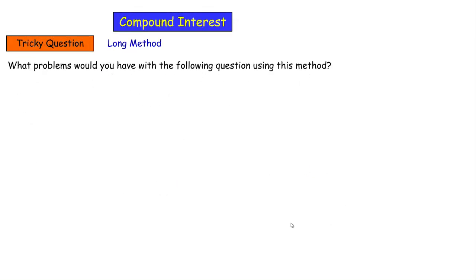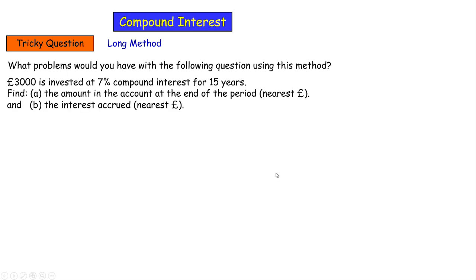Okay, so we move on. So what do you think? What problems would you have using that method with this question? £3,000 invested at 7% for 15 years. What do you think the problem would be with this question? You'd have to have 15 rows of calculations. Because it's 15 years, you have to repeat that calculation each time. It's going to take a very long time to work it out. Some people invest money for 30 years at a time.